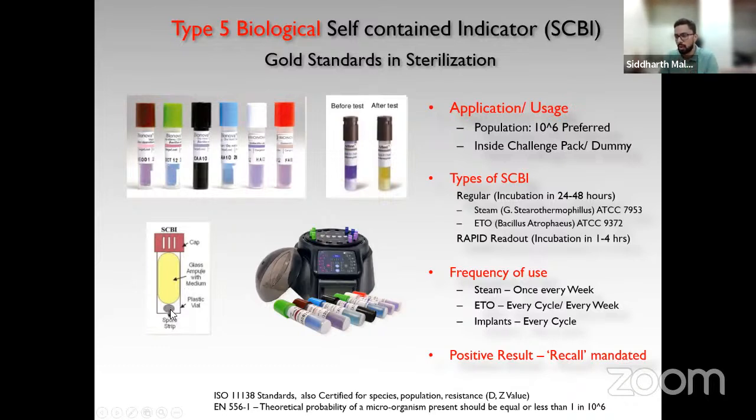So what is happening is you have a spore strip on which 10 raised to 6, that is 10 lakh spores of a bacteria, Geobacillus stearothermophilus, have been placed inside the strip. It has a media culture, that is a growth mechanism, right? And there is a cap. All these three things are separated from one another originally. They are not mixed with each other. What will happen is you are placing this biological indicator inside your drum or a tray, and it will undergo a regular sterilization cycle. Now, if the sterilization was proper, the spores on the strip are going to die, completely get killed. That means 10 lakh bacteria is going to get killed.